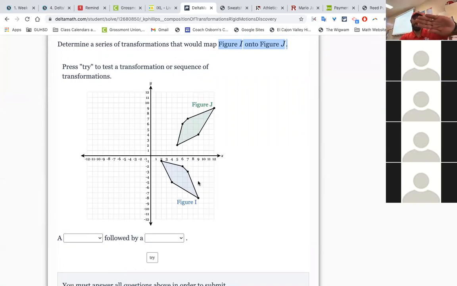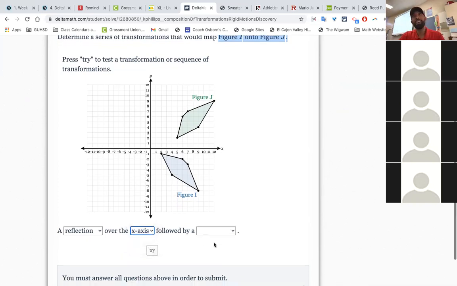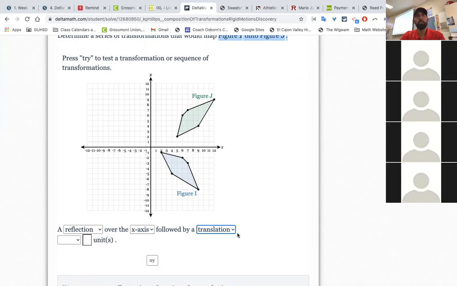Well, I'm looking at it and it looks like if I flip it up, that will kind of get it to look the same, but it won't be in the same spot. So we'll start with that. First I'm going to reflect. If I'm going to go up, that means I'm probably going to go over the x-axis because I'm flipping over that line in the middle. Then I think I'm going to have to shift it back, or translate it. If I flip it up to here, I'm going to have to shift it over 3 units. Let's see if it works.